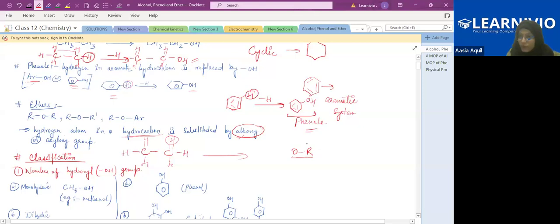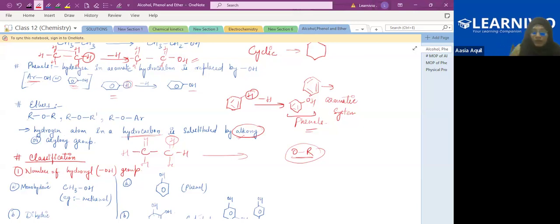What is an OR group? An OR group is known as an alkoxy group. O is your oxygen and R is any alkyl group. The combination of these two, O and any alkyl group, is known as an alkoxy group. So with these two together, what do we call it? Alkoxy group.